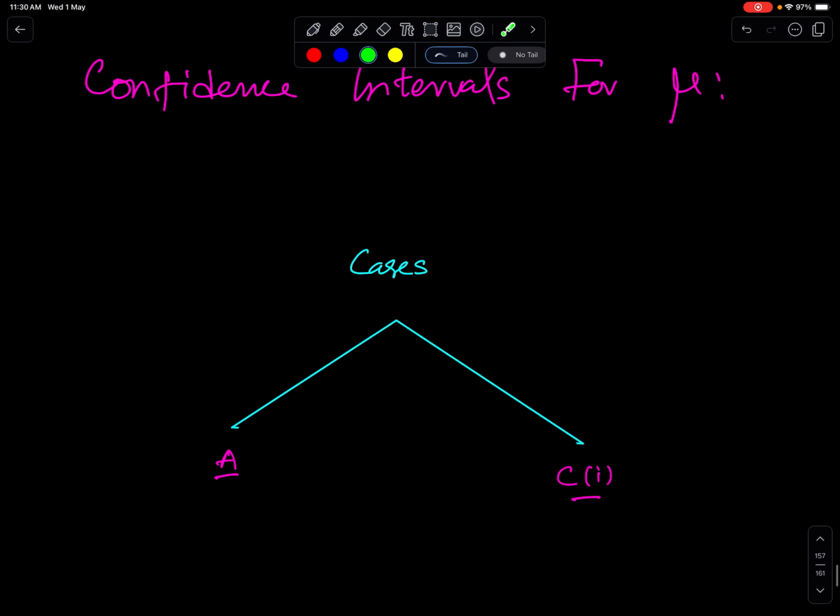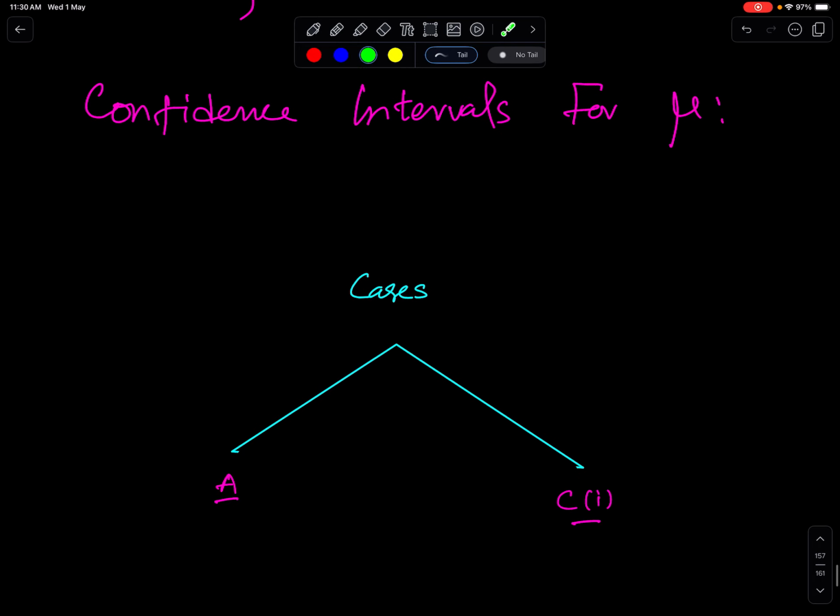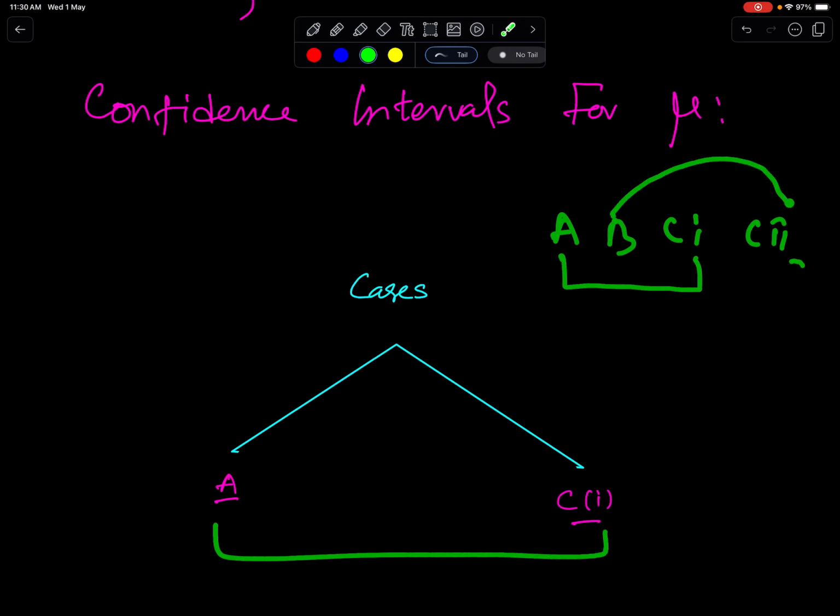Well, there are 4 cases altogether for confidence intervals for mu. Cases number A, B, C1 and C2. These are 4 cases. Right now I'm discussing case A and C1. I will discuss B and C2 later in this lecture, inshallah.